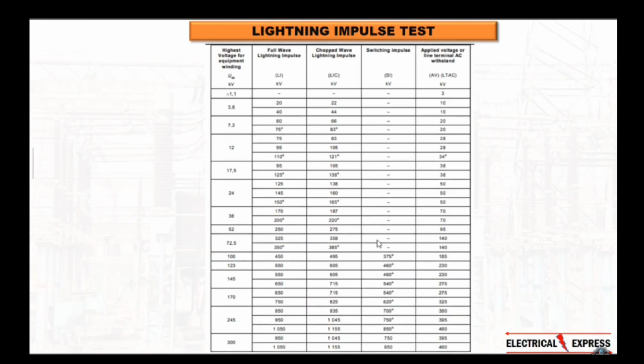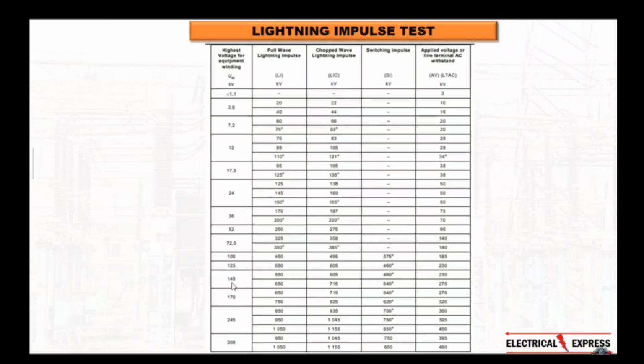Next, friend, you can see this. This is a table. Lightning impulse test, at how much voltage do you have to do it? Suppose we have a 245 kilovolts transformer. So here the lightning impulse test is given at 1050 kilovolts. Chopped wave, we have to do it at 1155 kilovolts. Switching impulse is 850 kilovolts, and AC voltage withstand test is to be done at 460 kilovolts.